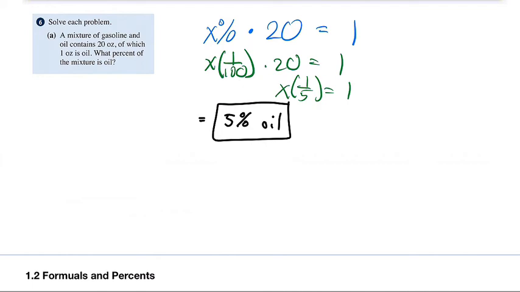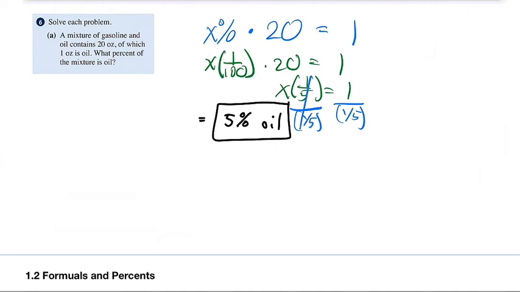So then when we divide by 1 over 5, these cancel. 1 divided by 1 over 5, it flips, and that actually gives us 5%. So what percent? 5%. So that already gives us the result in the percent form.